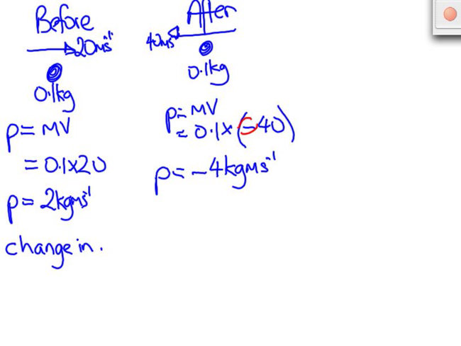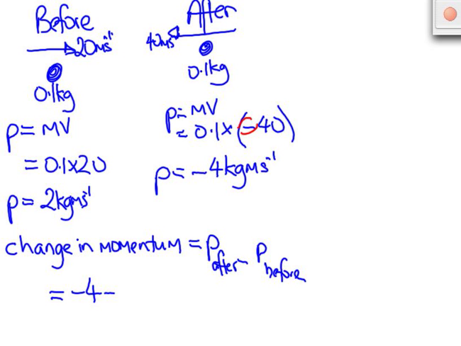Now this is an impulse question we're looking at, so we need to find out the change in the momentum of the ball. And we do that by taking the momentum after the ball has been struck and subtracting from that the momentum that the ball had before it was hit by the racket. In other words, we have minus 4, take away 2, so our answer is minus 6 kilogram meters per second.